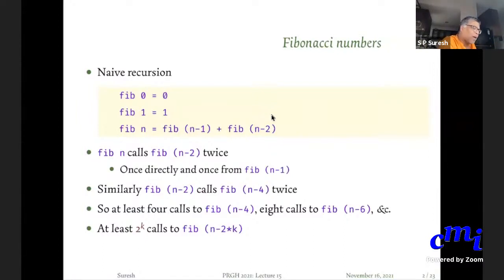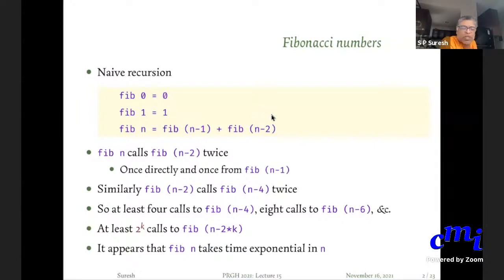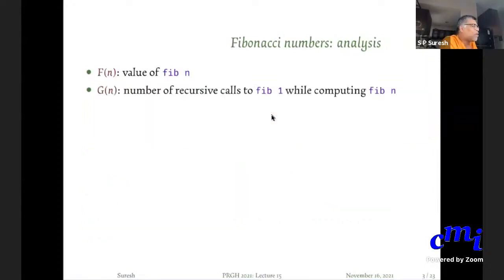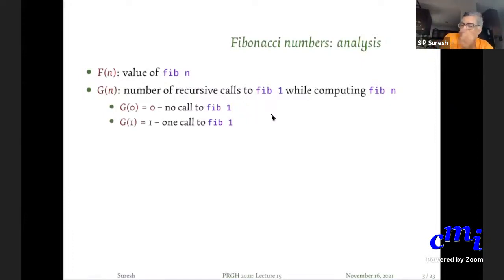In fact, one can precisely pin down how many calls are made. It appears that fib n takes time exponential in n, and in fact, it does. Let f n be the value of fib of n. Let g n be the number of recursive calls to fib 1 when you compute fib n. Now g of 0 is 0, because if you call fib 0, you don't need to make any recursive call to fib 1. G of 1 is 1 because you're calling fib of 1 once, the outermost call. And g of 2 is 1, because there is one call to fib of 1; fib 2 is fib 1 plus fib 0, remember.